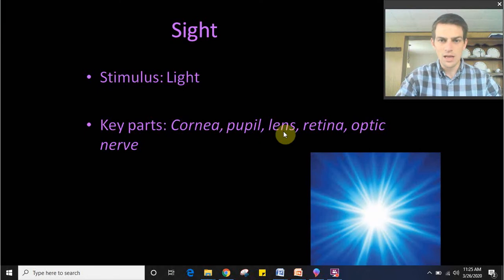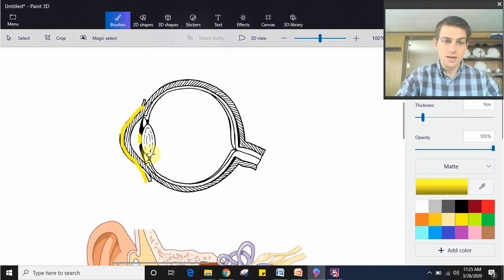Next we have our lens. The lens is actually, quite literally, a lens. It looks like a glasses lens. It is actually a concave lens. So when light passes through that lens there, it is going to bend the light as it goes through.